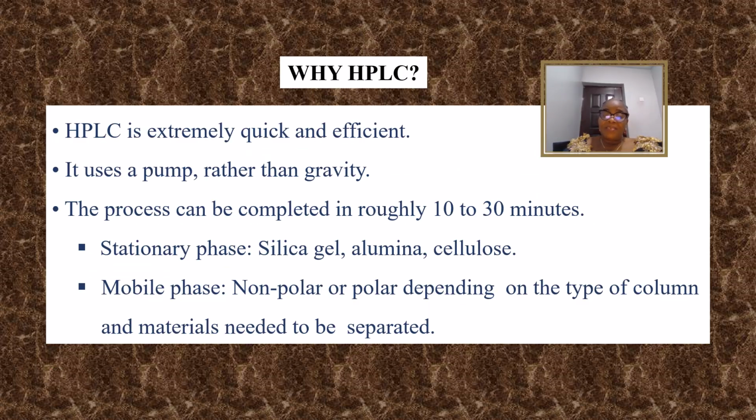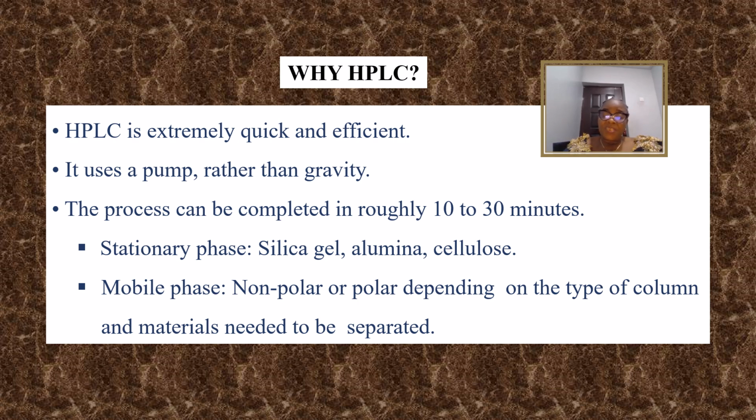Why HPLC? Compared to other chromatographic techniques such as TLC, HPLC is extremely quick and efficient. It uses a pump rather than gravity to force a liquid solvent through a solid absorbent material with different chemical components separating out as they move at different speeds. The process can be completed in roughly 10 to 30 minutes, and it delivers high resolution. It is accurate and highly reproducible.